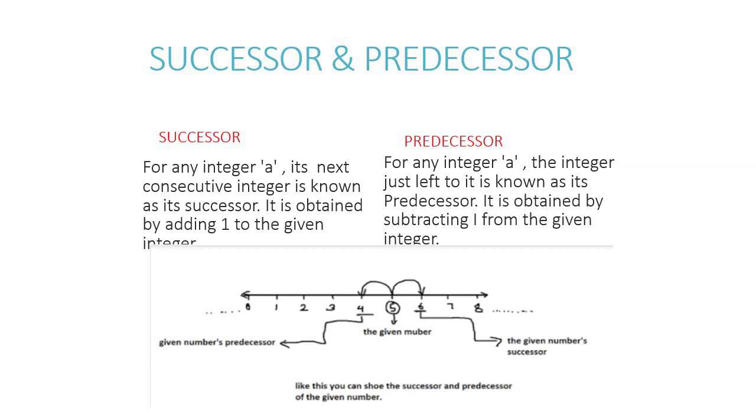Predecessor. For any integer a, the integer just left to it is known as its predecessor. It is obtained by subtracting 1 from the given number.